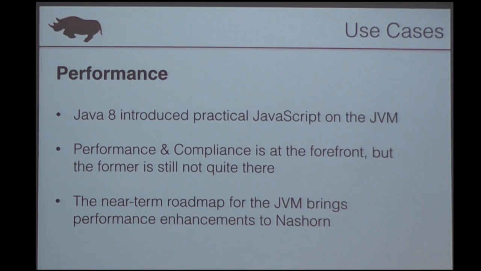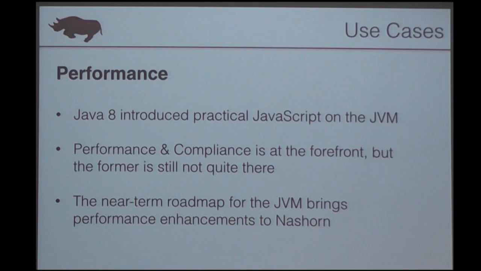Okay, so let's talk performance real quick. Here's kind of where it's at. From the standpoint of implementation, Java 8 brought Nashorn to the JVM, right? So at this point, we get practical JavaScript. And like I said before, the focus and the emphasis was on compliance and performance. Nashorn is far more performant than Rhino. It is far less performant than V8 today. So writing your Node app with Nashorn is not going to perform as well as just running with regular Node, right, from the command line. So that aspect of it is not quite there yet.